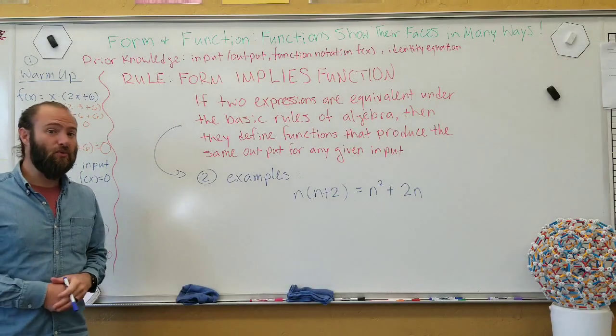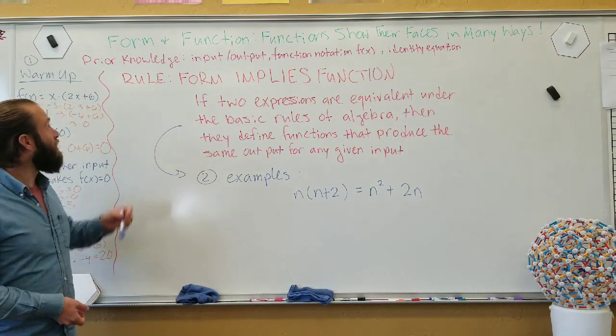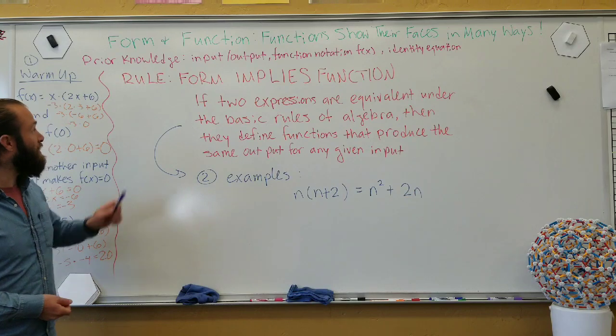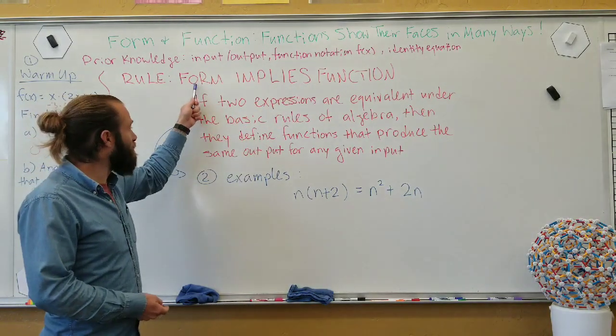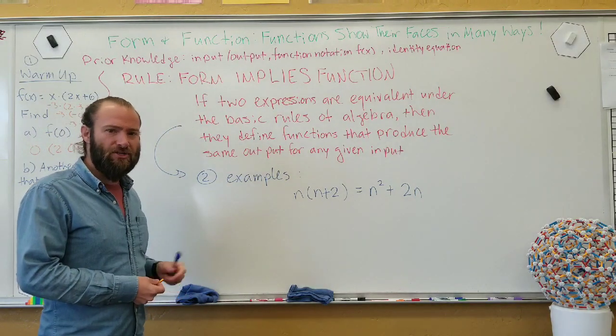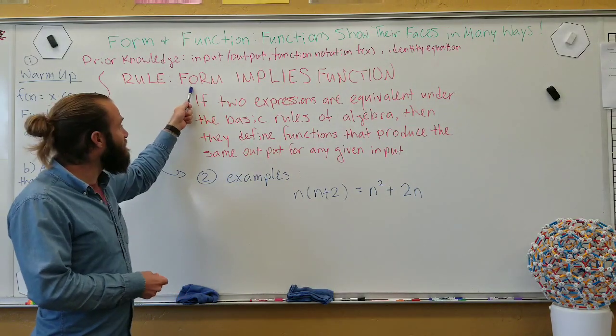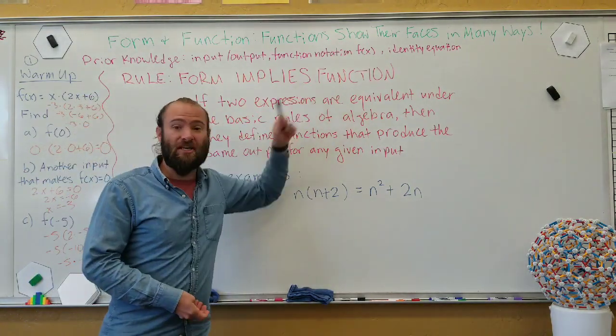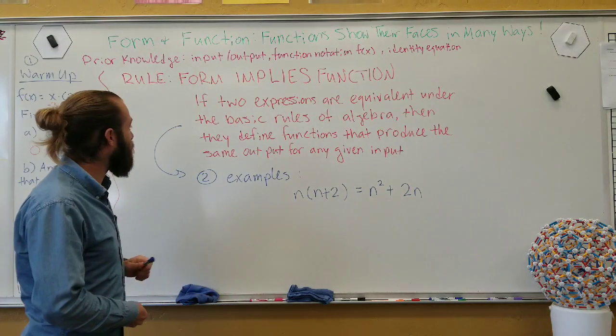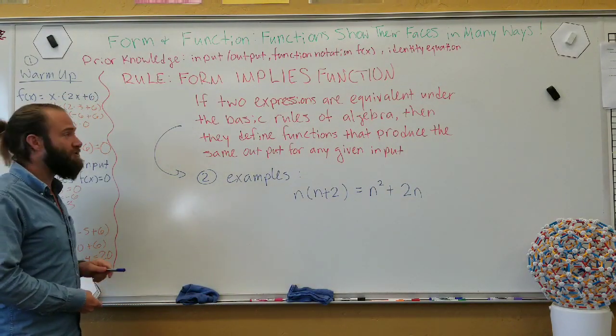We get to officially put in words our rule here that goes with our lesson, our main thing. It's called form implies function, okay? And form means what form an expression is in. And if that form can be shown to be equivalent for two expressions, then they must be the same function. That's why we call that rule form implies function. And this is the official way of stating it.